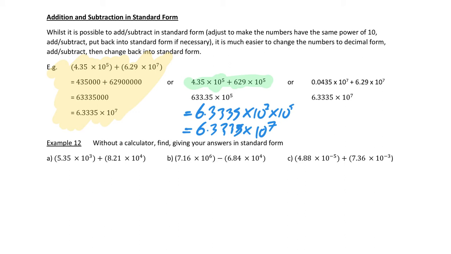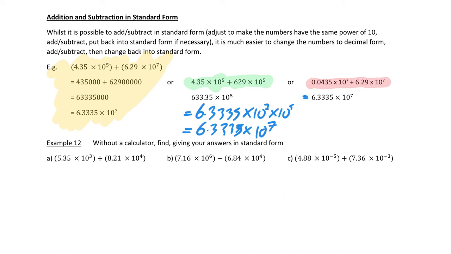The last method is to give them both the bigger power. So you have your 6.29 times 10 to the power 7. So the other number becomes 0.0435 times 10 to the power 7. And when you add them, you can see you get the answer. Out of the three, this one in this case is probably the quickest method.